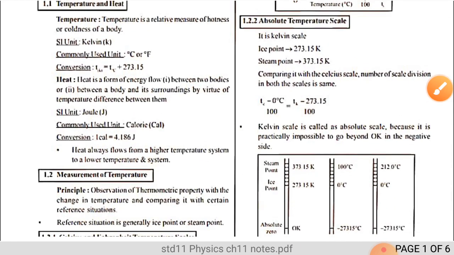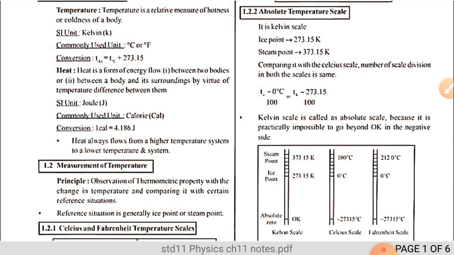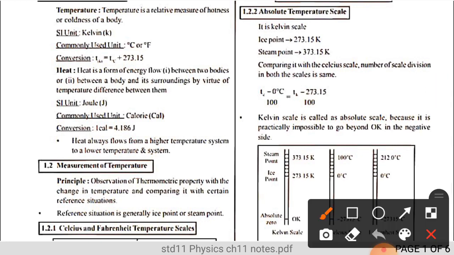Then the absolute temperature scale. Absolute temperature is in the unit of Kelvin. So the ice point of water in Kelvin is 273.15, right?